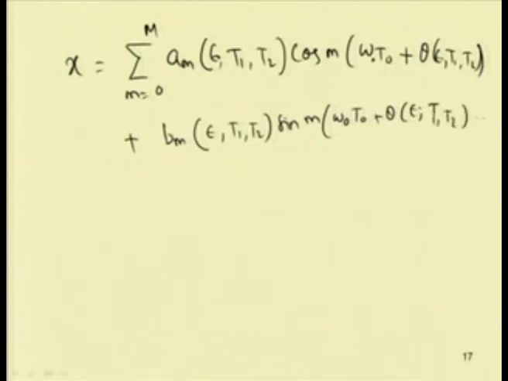Here this omega 0 is nothing but the square root of alpha 1. In comparison to our original harmonic balance method, where we have taken this a_m and b_m to be constant, here we are taking a_m and b_m as functions of epsilon and the time scales. In case of the method of multiple scales also, we have taken these coefficients as functions of different time scales only.